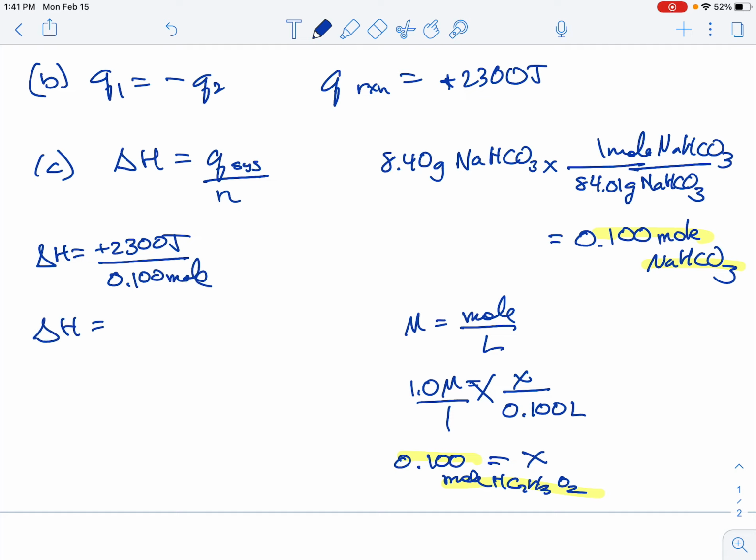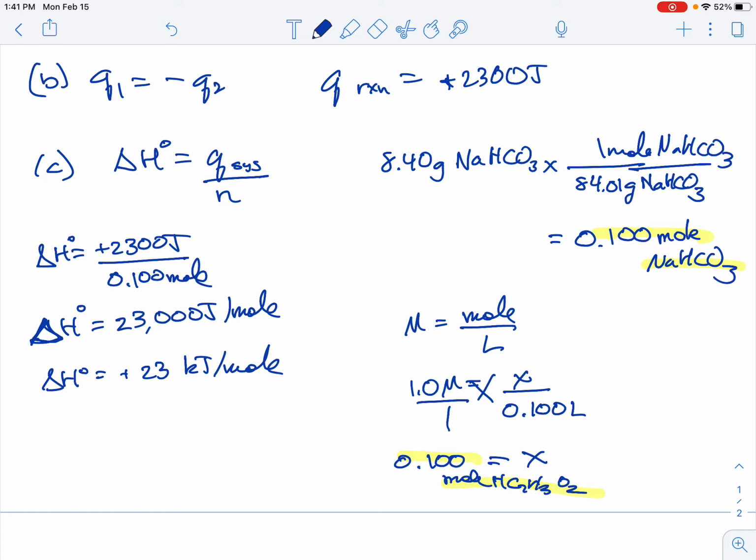Delta H, technically this is delta H naught. I haven't emphasized this a whole lot yet. This becomes more important later on, but for now, don't worry too much about it. So that becomes 23,000 joules per mole. And we could also express that as positive 23 kilojoules per mole. That would be fine too.